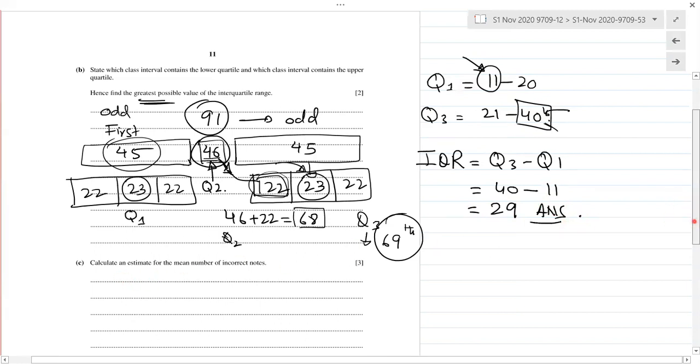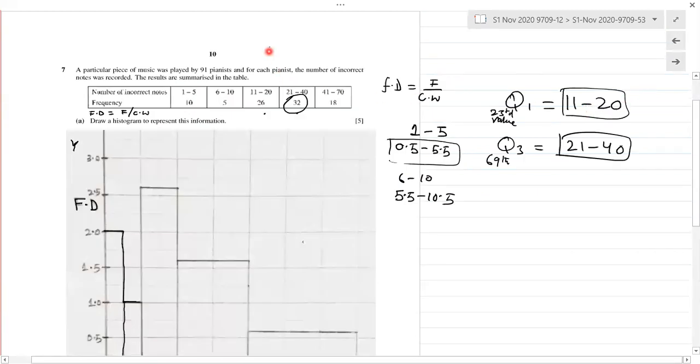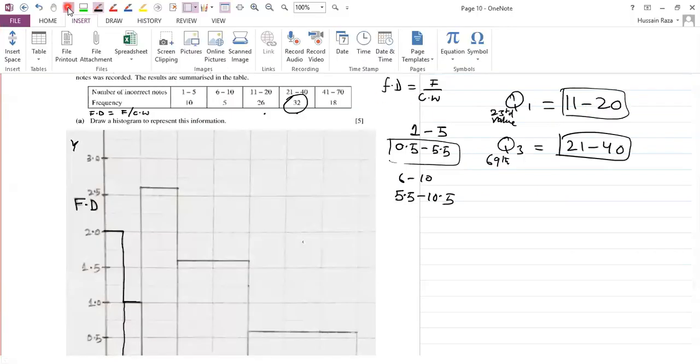Part C, calculate an estimate for the mean number of incorrect nodes. So the mean number of incorrect nodes is just going to be x bar, which is sigma fx over sigma f. And x is going to be all the midpoints. So we have to calculate all the midpoints of our class intervals. So we do that over here since we have the table over here.